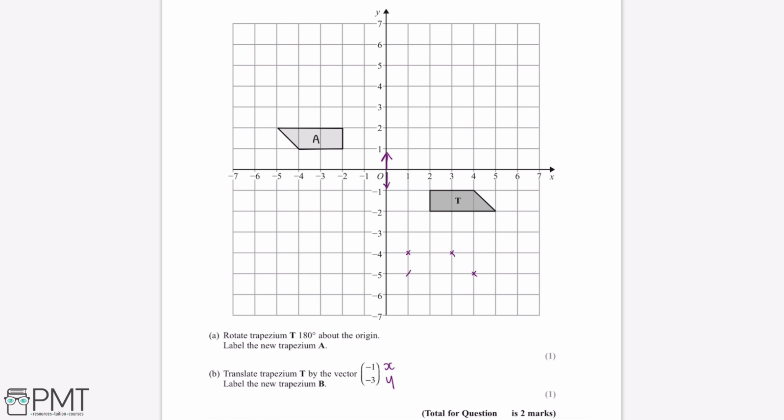And now the final thing to do to complete this question is join the crosses which we've drawn. And this is trapezium B.